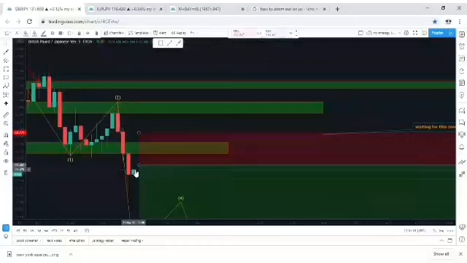Very close, so that we won't be trapped. You understand, guys? We don't want to be trapped in any trade. We don't want to be trapped.